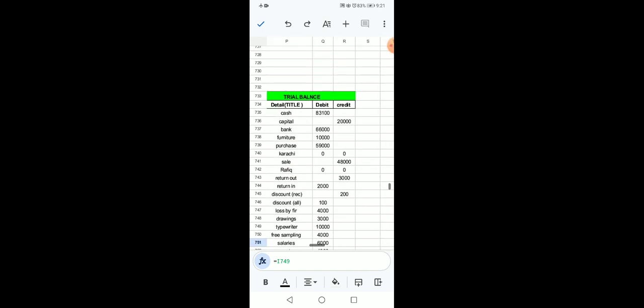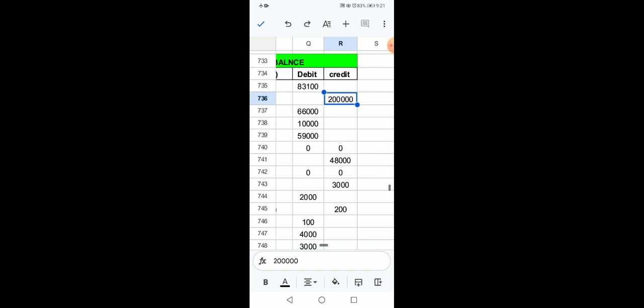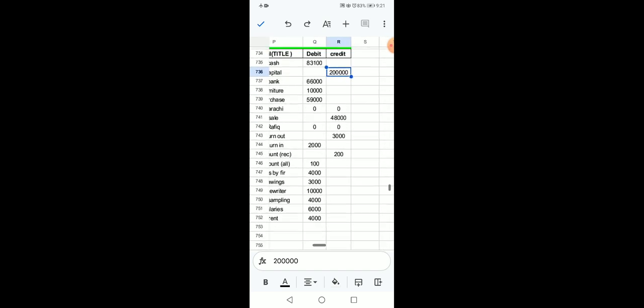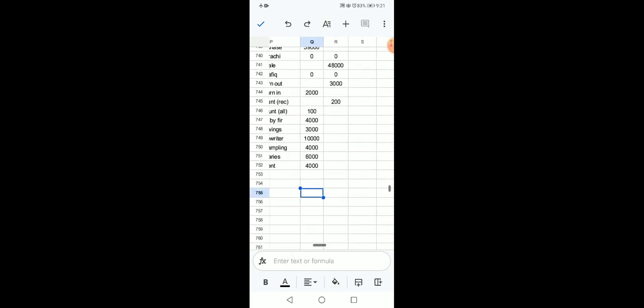And the same amount over here. Okay, balance brought down was 2 lakh. So here one more zero. The zero was not written over here. We have rectified it. So it's time to check the total.